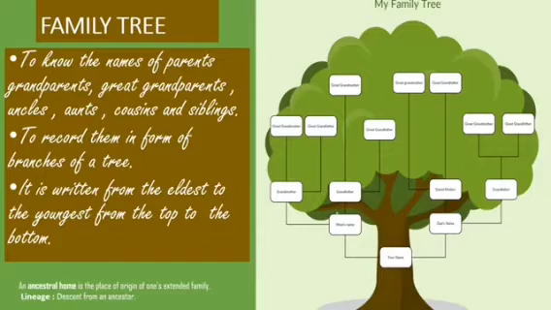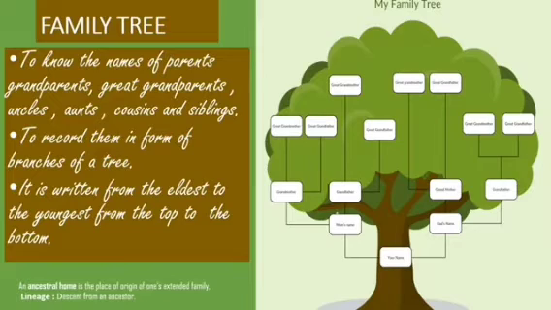I think you will need the help of your parents for this. Now, some of you who are in a joint family may know some of the extra names, but not all. So now let us define what a family tree is. A family tree is to know the names of parents, grandparents, great-grandparents, uncles, aunts, cousins, and siblings. Once you know all these names, you can easily record them.